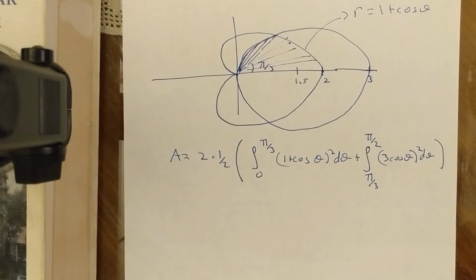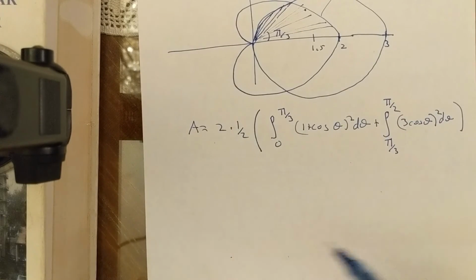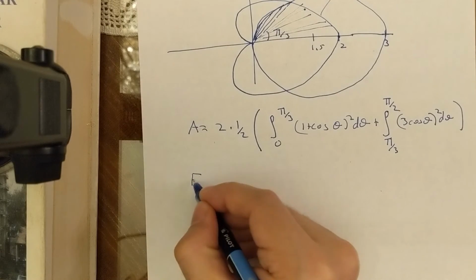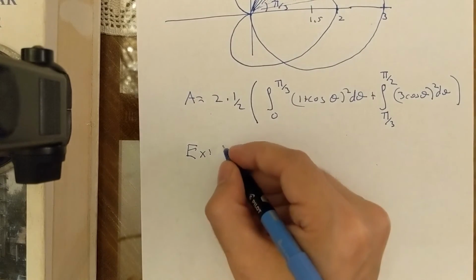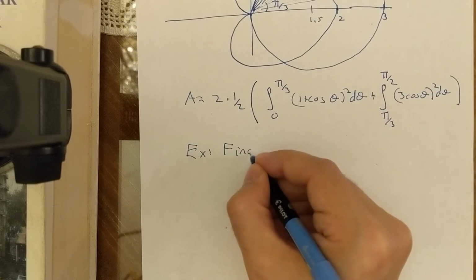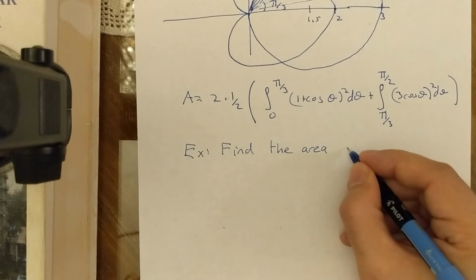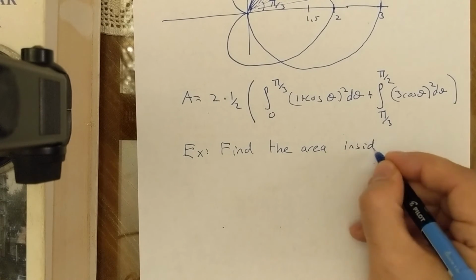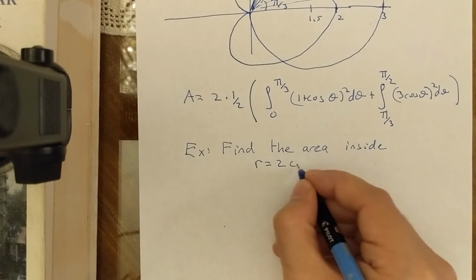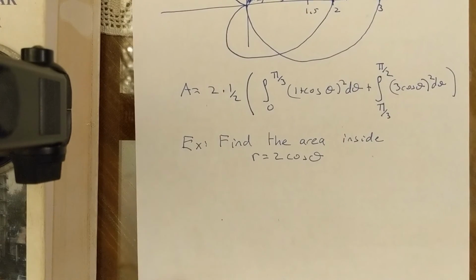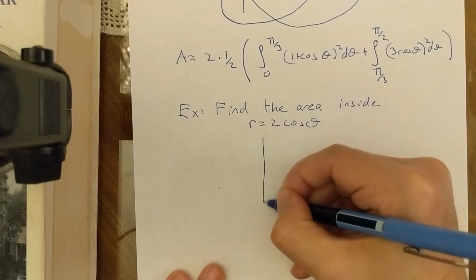Okay? Now, I want to end up with one single question, okay? I'll let you guys try to work this out. I want you guys, so this is interesting, find the area inside r equals 2 cosine theta, okay? So it looks like a dumb question, but it's not. There's a point to this question.